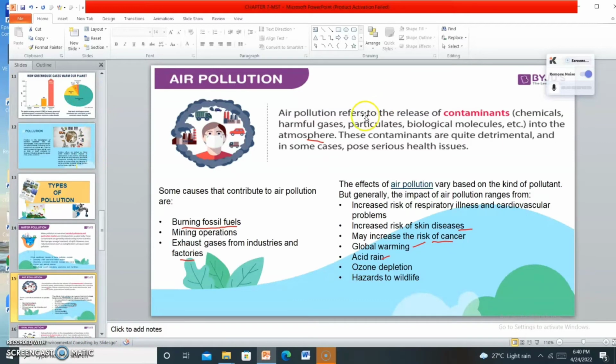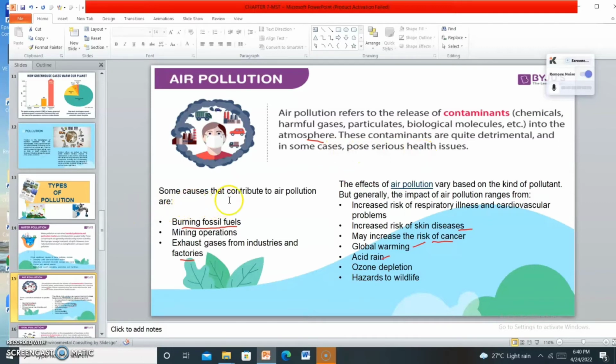Next is air pollution. Air pollution refers to the release of contaminants, for example chemical harmful gases, particulates, biological molecules, etc., into the atmosphere. These contaminants are quite detrimental and in some cases cause serious health issues.